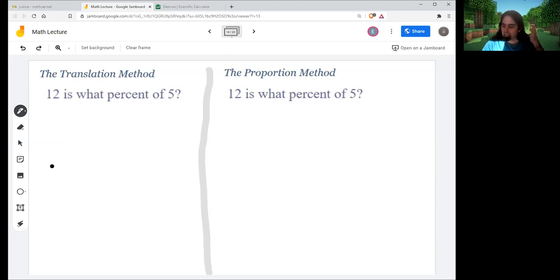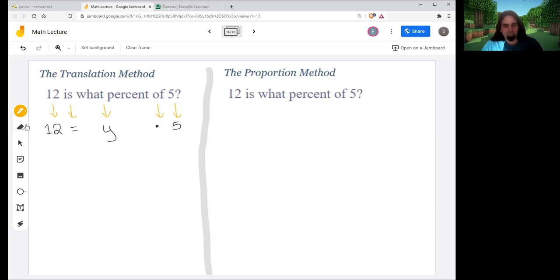So we can kind of stare at it and get a sense of what's a reasonable answer. Okay, I'm going to do both. Start thinking about which one you like better if it was you doing this on homework. 12 stays 12, becomes equals, what becomes y. The word percent, we don't translate to anything. You'll see what happens there in a moment. Of becomes multiply, 5 is a 5. I have y times 5 equals something.